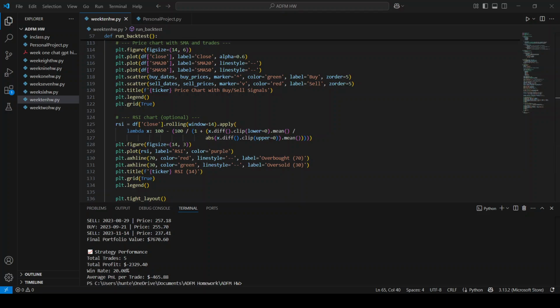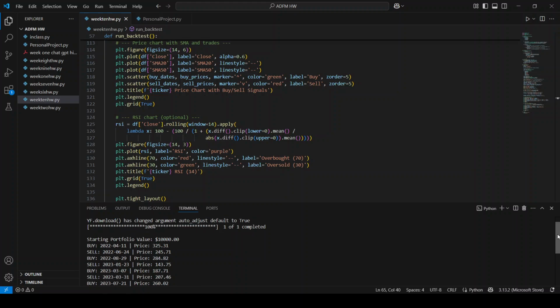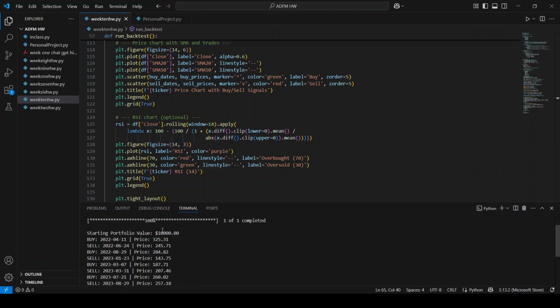And then on our terminal, we get to see our trades with our starting portfolio value of $10,000 as earlier. We get to see our buy points and our sell points for 10 different trades, and the final portfolio value. So we lose money.